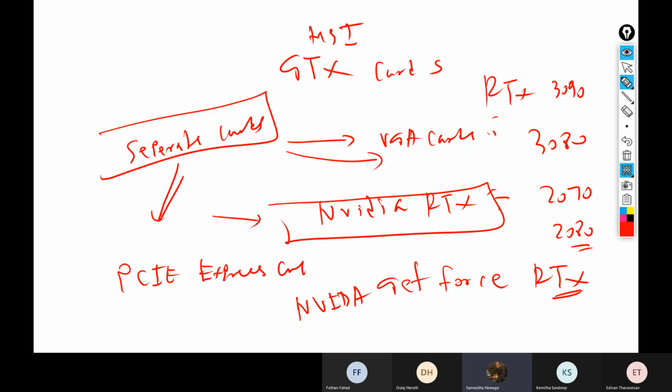These are very expensive, remember that. Very, very expensive cards. Normally there are some cards that cost more than $1,000.